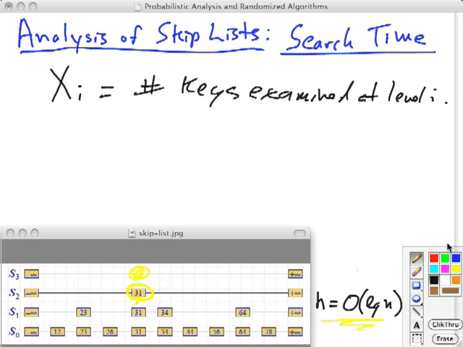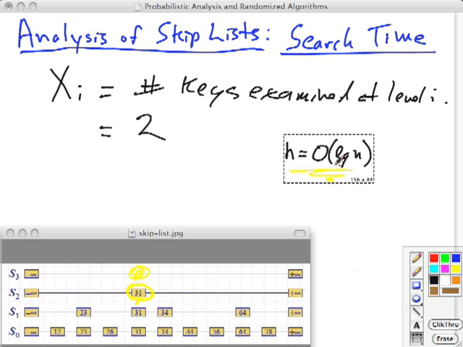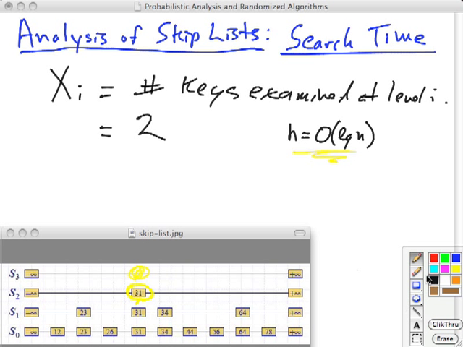So we now have our answer, which is 2. And we already had this lovely result that the height is order of log n. So we get the expected overall operation is a constant number of that. So the overall expected search time is log n for the entire data structure. It's pretty amazing that we only expect about a constant amount of scanning forward at each level, and then we get a logarithmic number of levels to scan.